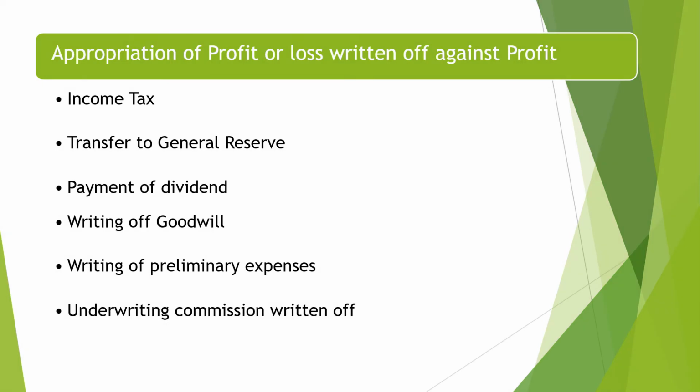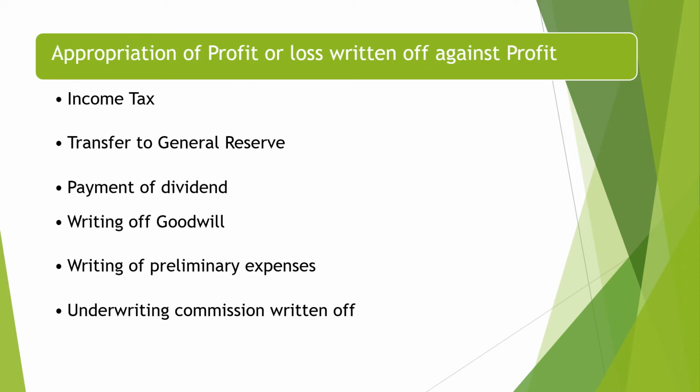The next is appropriation of profit or loss written off against profit. It should be kept in mind that these are appropriations of profit and hence they would not affect the profit as per P&L account. But these items are not included in the cost sheet and that is why they affect the profit as per cost accounts.